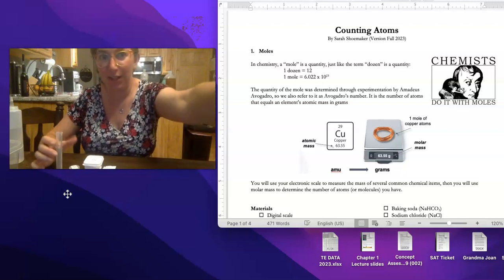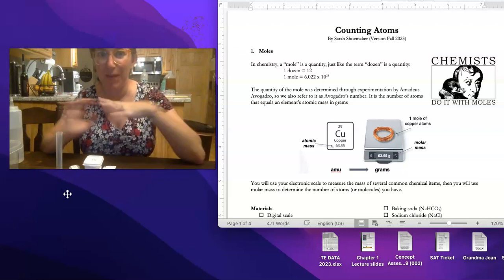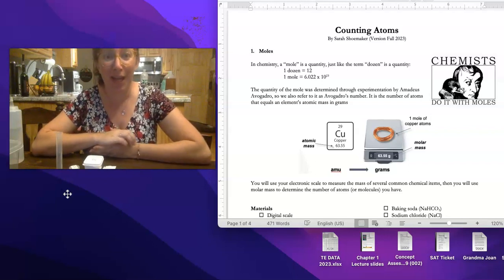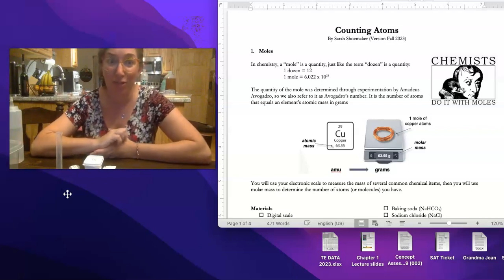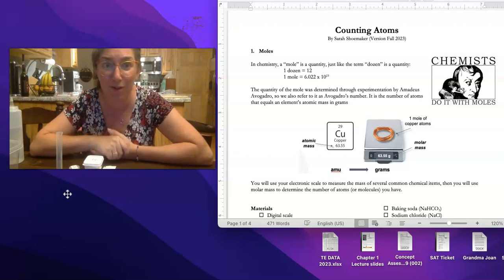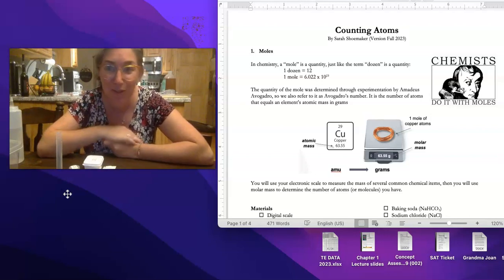So you should have a kit with a whole bunch of fun stuff in it. I'll show you in a minute. First we'll talk about how we actually count atoms in chemistry. Now atoms are super duper small, so we can't actually count them. We can't sort them one by one with tweezers.